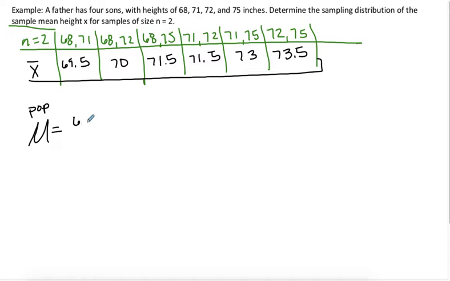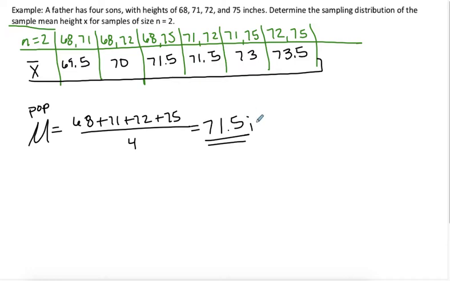Because we have access to that entire population, we could have found the actual mean by taking the 68 plus 71 plus 72 plus 75 and dividing by 4. And when we do that, we get 71.5. So we know that the average is 71.5 inches. His sons have, on average, a height of 71.5. He has sons that are shorter, sons that are taller, but on average his sons are about 71.5. This is the really cool thing.